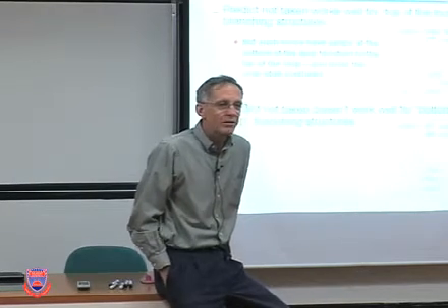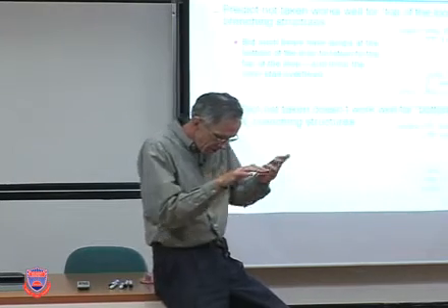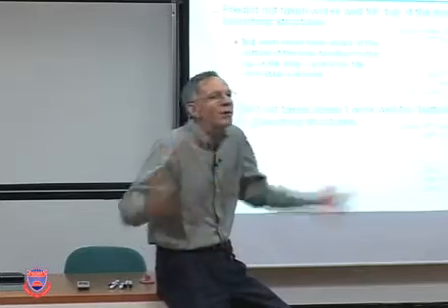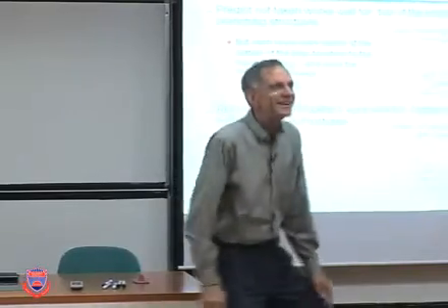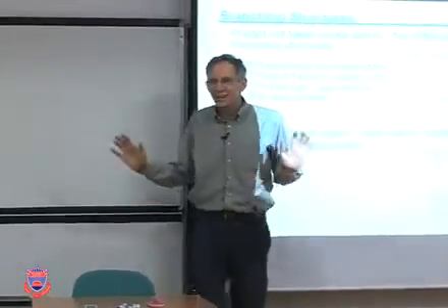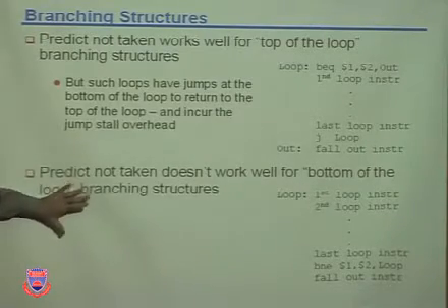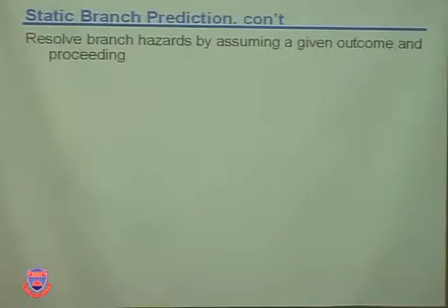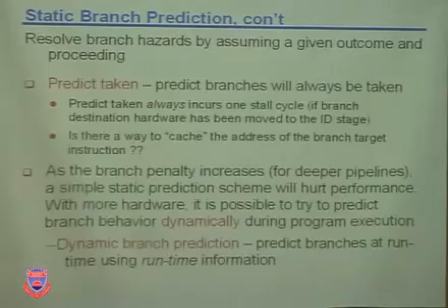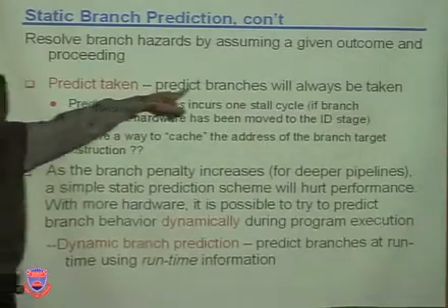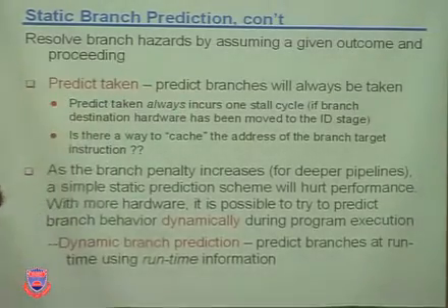Nobody has a crystal ball to say, take it, take it, take it. Oh, this time I think we shouldn't take it. You know, there's no way to understand when you're at the last iteration on a loop. Okay? So that should be clear here. So for this kind of structure, we need a predict taken approach. Okay? So predict taken is predicting that they always will be taken. That would be great for bottom-tested loops.